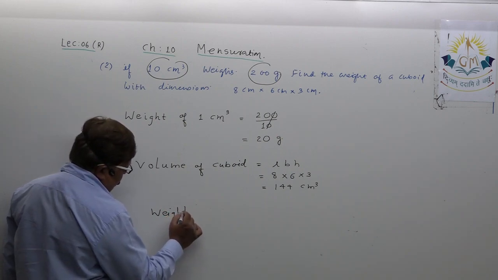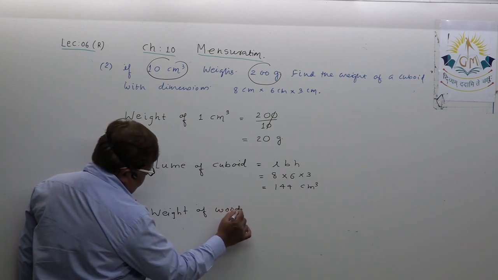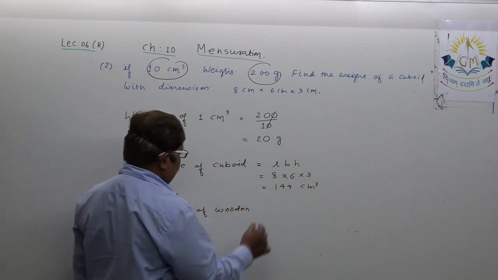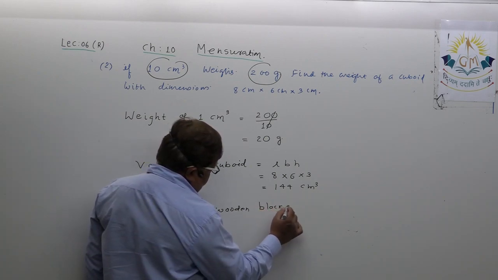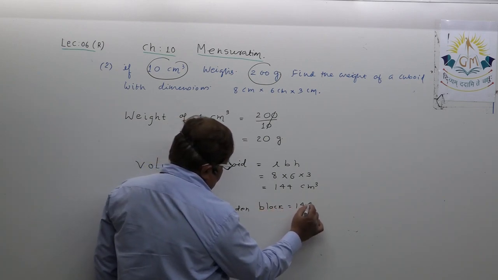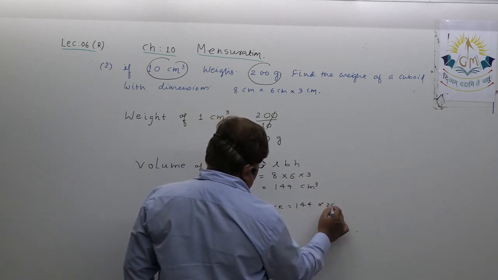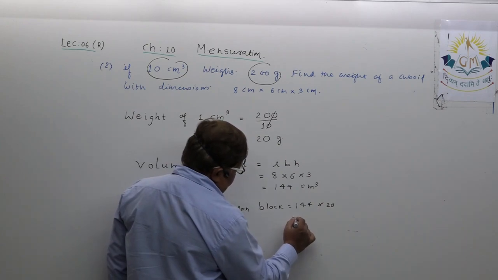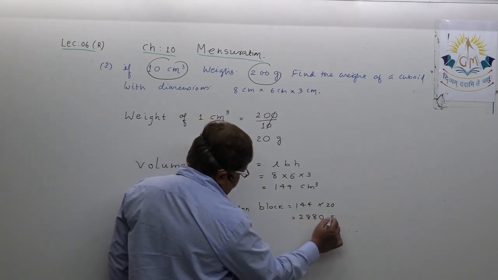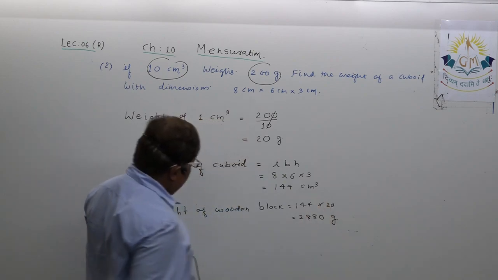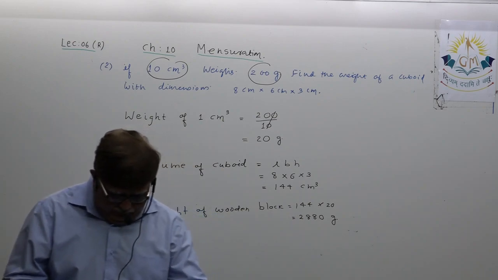Therefore, weight of wooden block is equal to 144 into 20, which turns out to be 2880 gram. Please just note down the example. Understand?